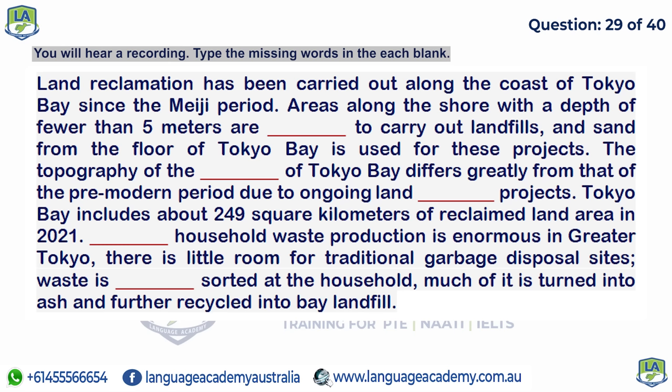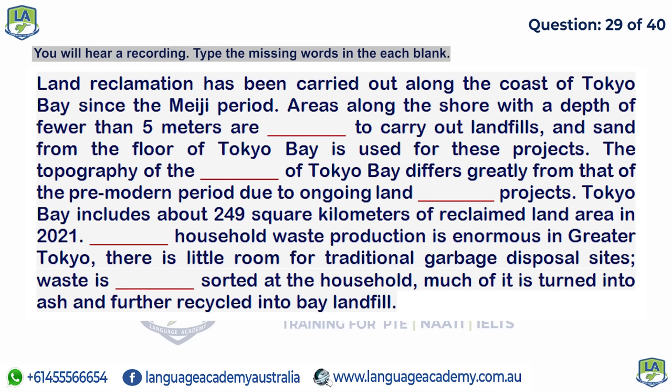Land reclamation has been carried out along the coast of Tokyo Bay since the Meiji period. Areas along the shore with a depth of fewer than 5 meters are simplest to carry out landfills, and sand from the floor of Tokyo Bay is used for these projects. The topography of the shoreline of Tokyo Bay differs greatly from that of the pre-modern period due to ongoing land reclamation projects. Tokyo Bay included about 249 square kilometers of reclaimed land area in 2021.